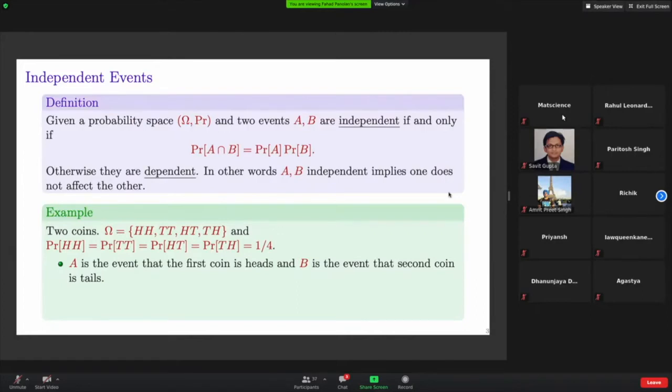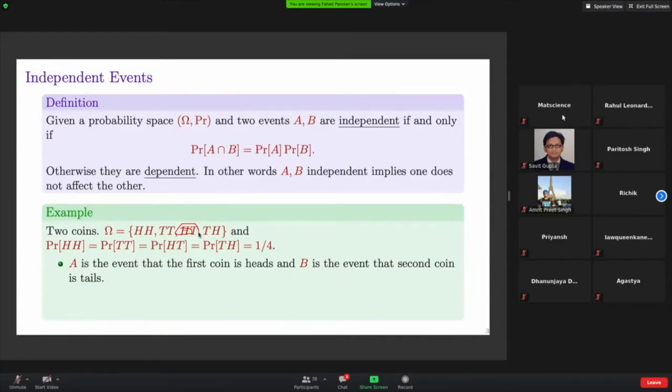Now, if A and B are independent events, what is A intersection B? A intersection B is: in the first place you get head and in the second place you get tail. And you can see there is only one such outcome, this one, head and tail. The probability of that happening is 1/4. And probability of head is 1/2 and probability of tail is 1/2.